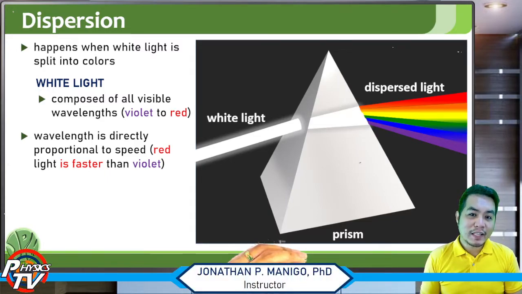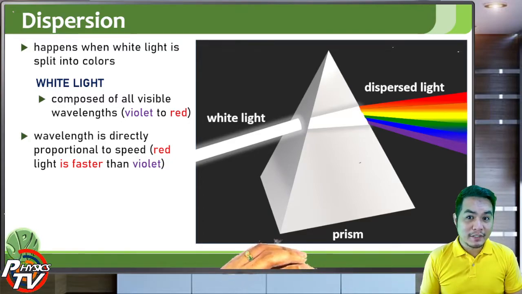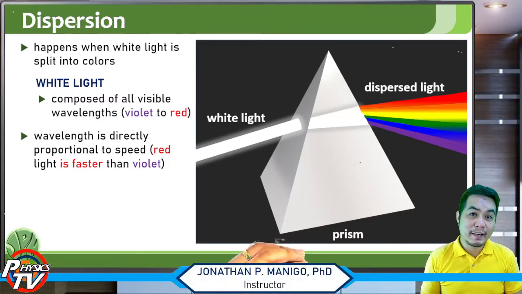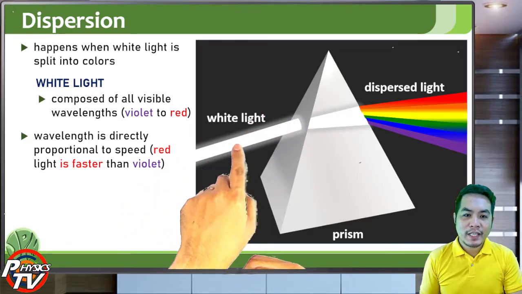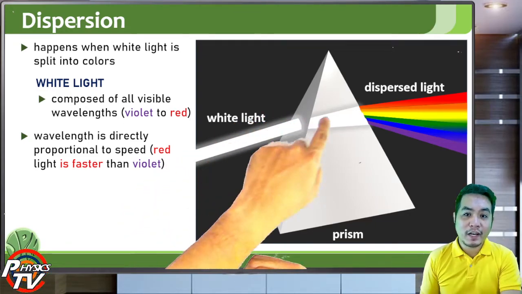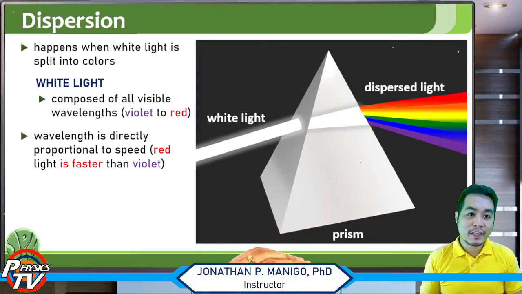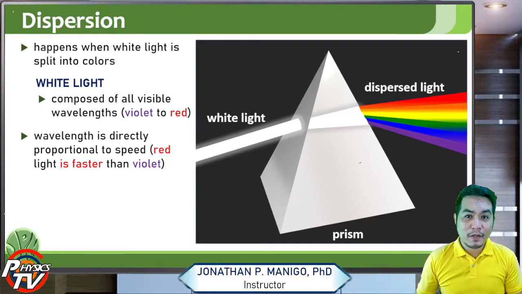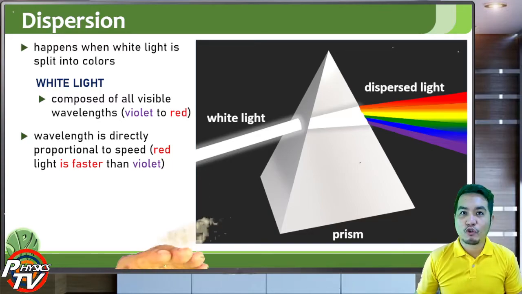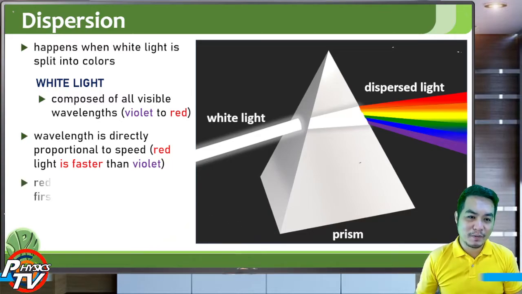When white light hits a prism, the first to exit is the red light, and the next to exit will be the orange, yellow, green, and the last to exit will be the violet light. Even though white light contains all of the colors, red will exit first because red is faster than violet. This is the phenomenon called dispersion, commonly known as the rainbow.